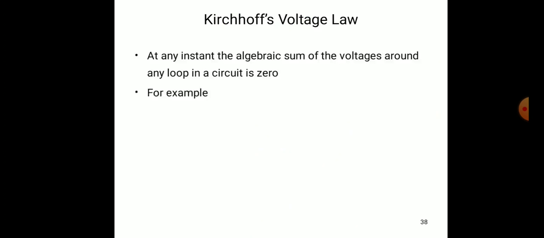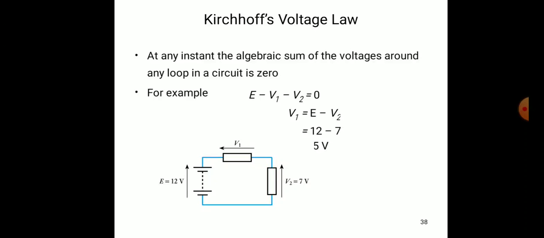Then another one is the Kirchhoff voltage law. At any instant, the algebraic sum of the voltages around any loop in a circuit is 0. For example, you can say E minus V1 minus V2 equals 0. From the circuit, you can see V1, V2 and the supply voltage. If you write the KVL: plus E minus V1 minus V2 equals 0.